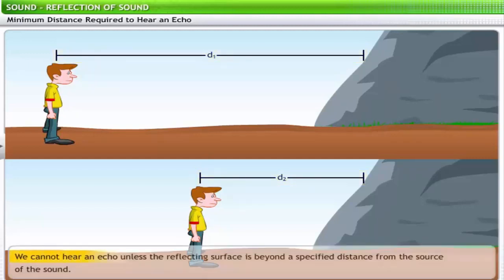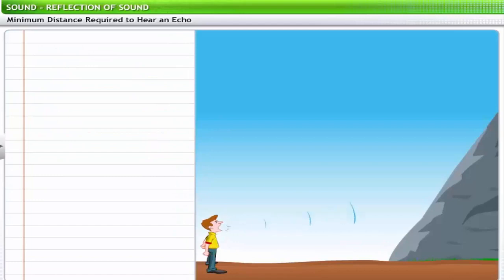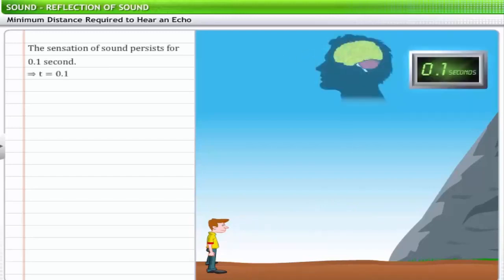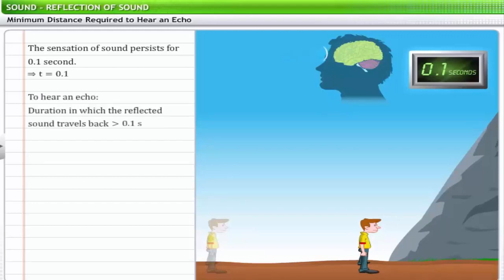We cannot hear an echo unless the reflecting surface is beyond a specified distance from the source of the sound. In this case, it was the man shouting hello. To find out how this works, let's examine how our brain processes sound. The sensation of sound persists in our brain for 0.1 second. Therefore, to identify an echo, the time interval between the reception of the original sound and the reflected sound should be at least 0.1 second.